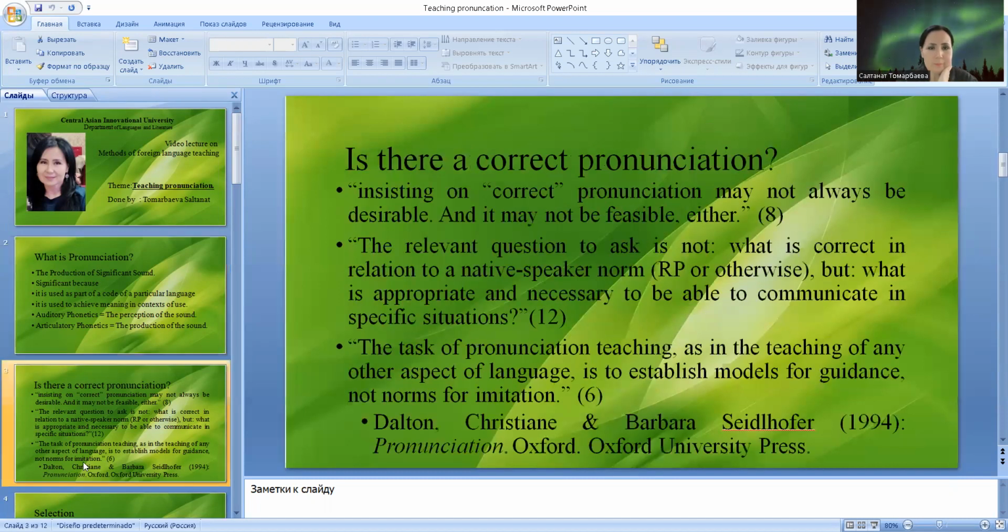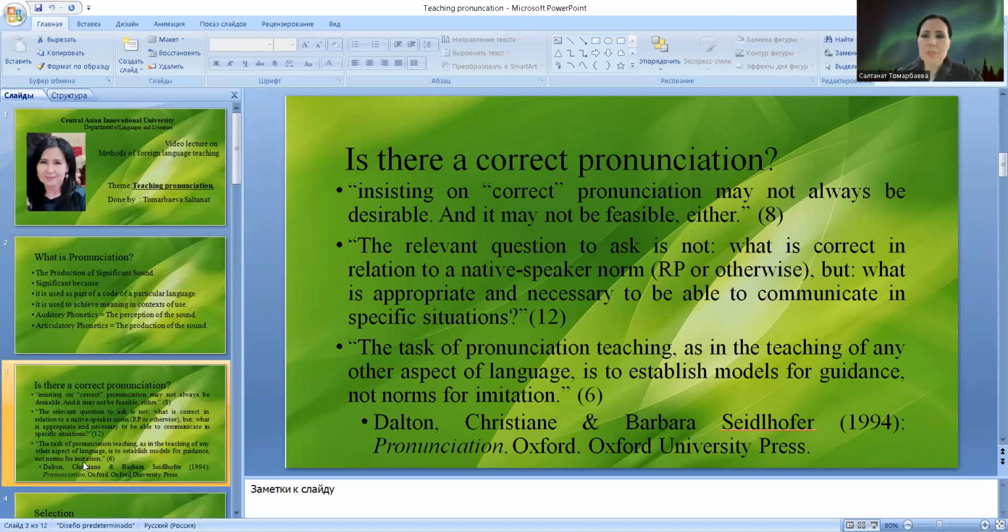Next, is there a correct pronunciation? British English and American English each have their own pronunciation in speaking English. For example, if you incorrectly pronounce one word, it gives another meaning. For example, "present" can be a verb or a noun.